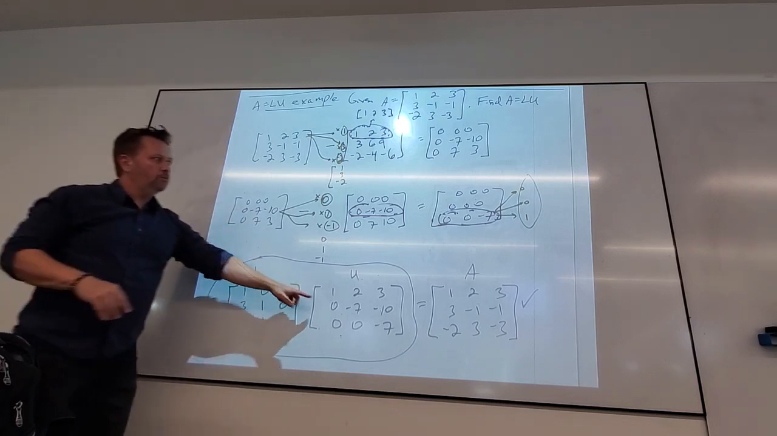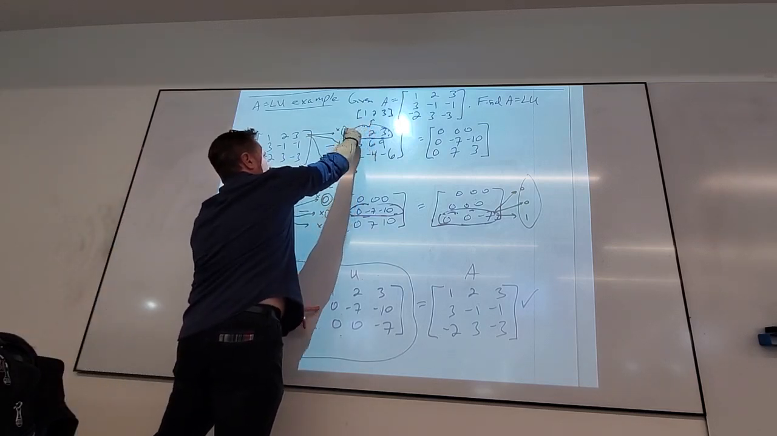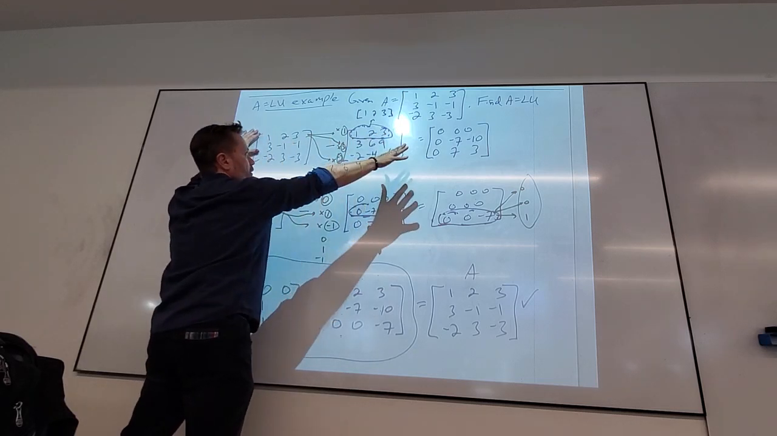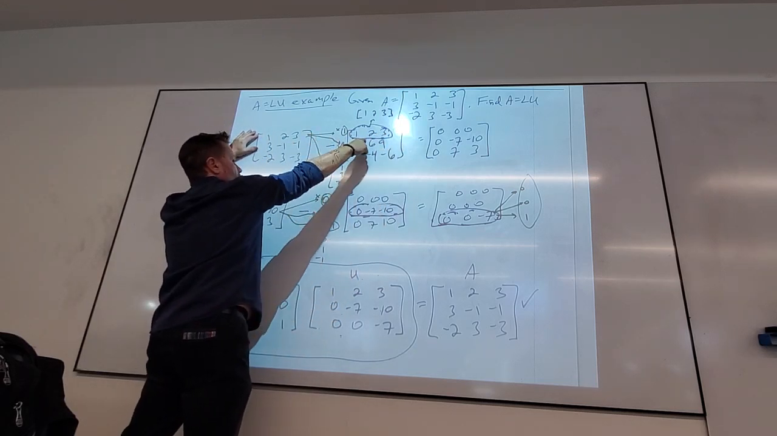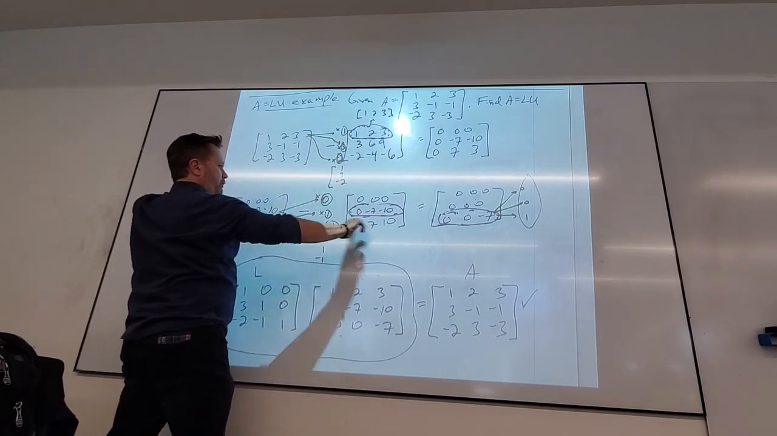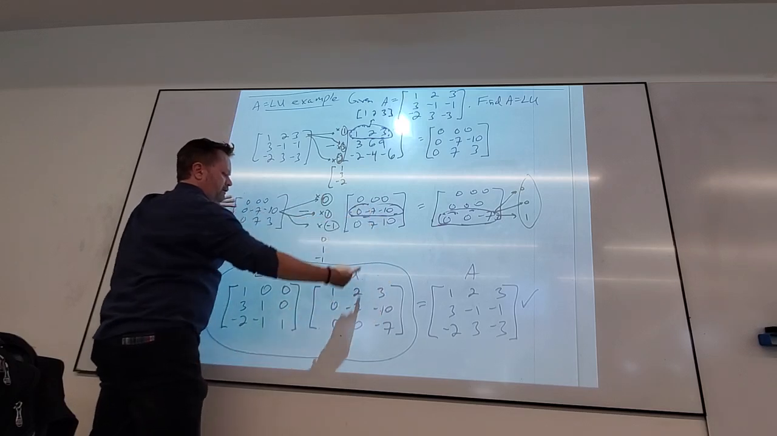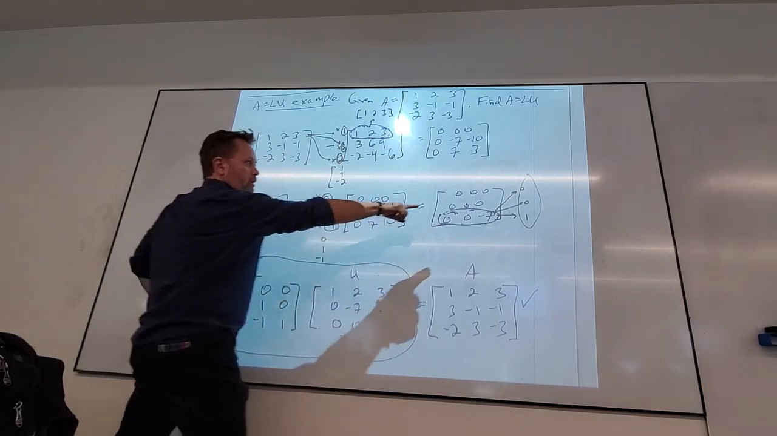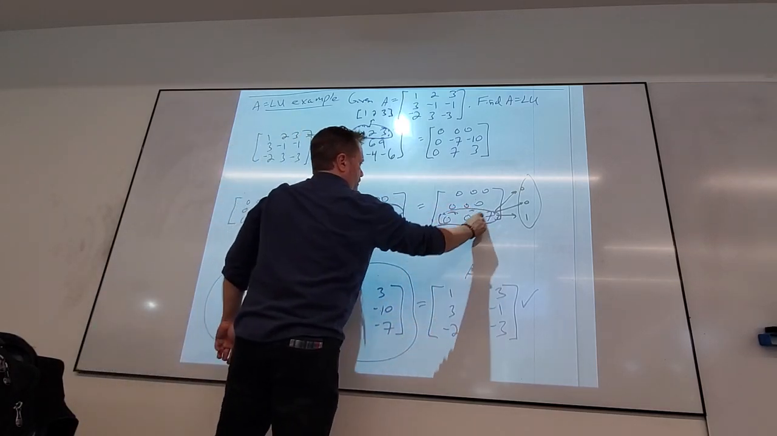And what makes the U matrix is each thing you're focusing on. What were we focusing on at first? 1, 2, 3. Yeah. Now what are we focusing on? 0, negative 7, negative 10. Now what am I focusing on? 0, 0, negative 7.